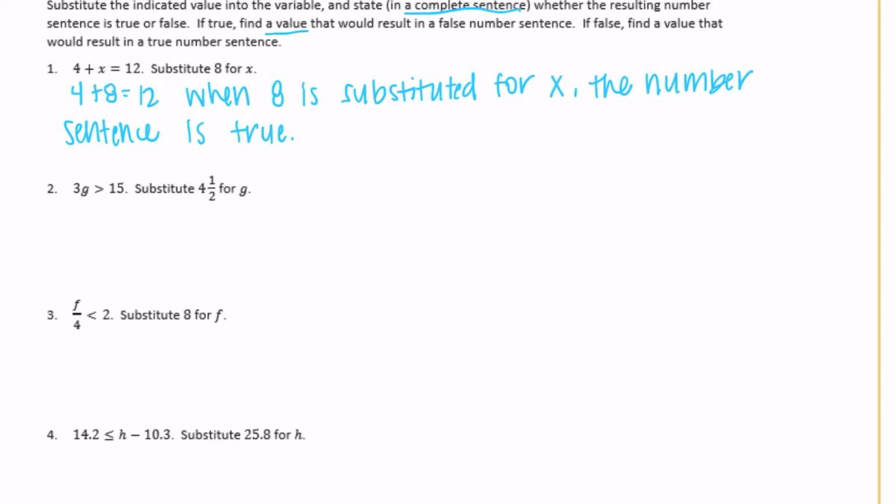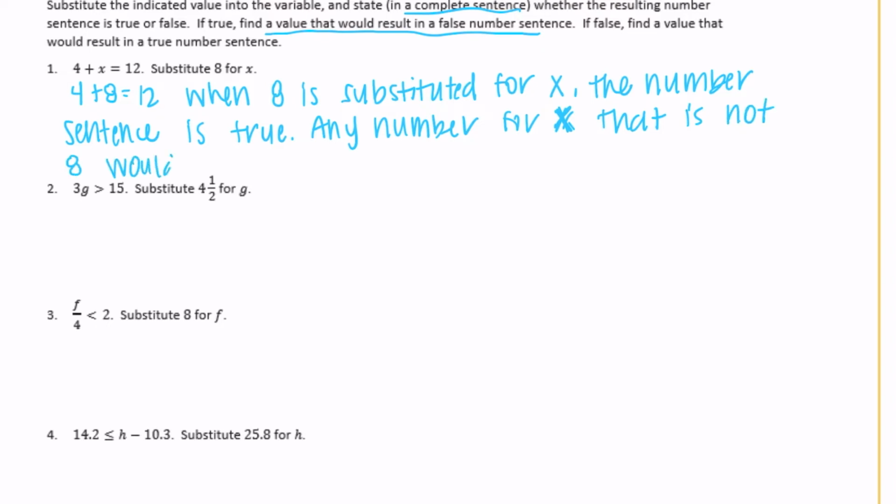So if true, find a value that would result in a false number sentence. So since it's just equals to, like it has to equal 8, anything that's not 8 would make the sentence false. Any number for x that is not 8 would make the statement false.